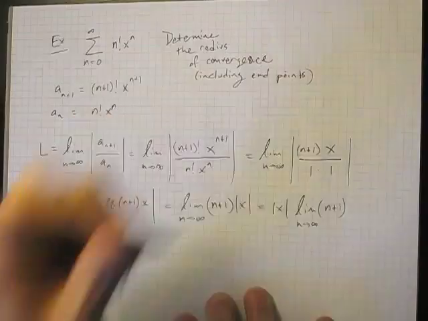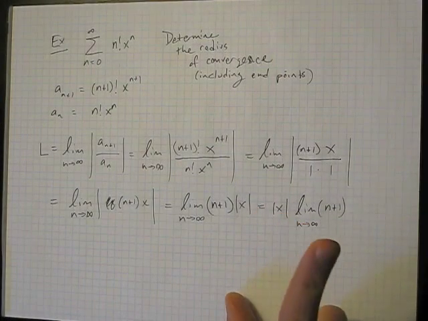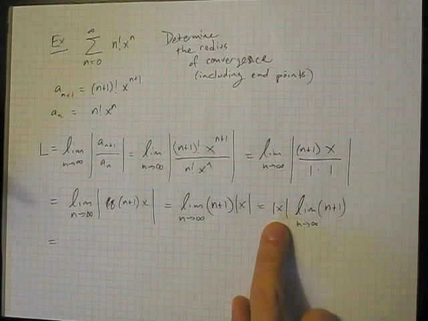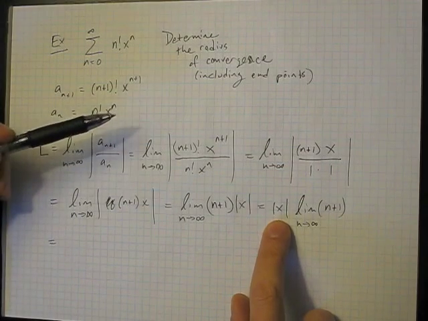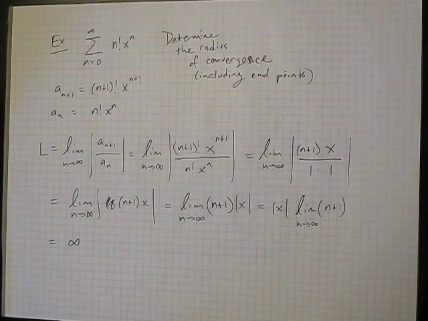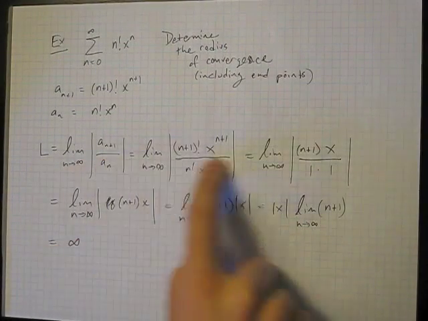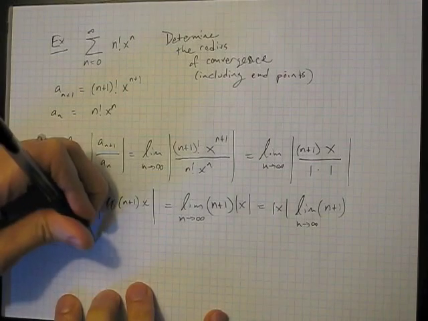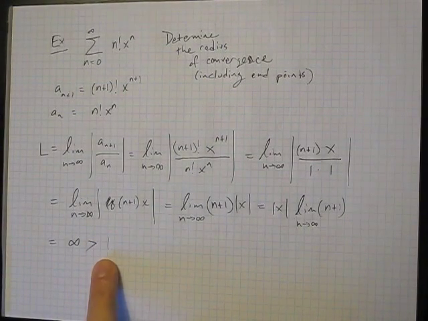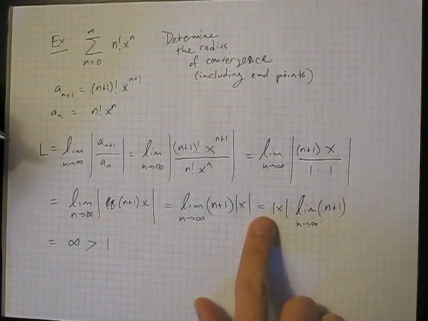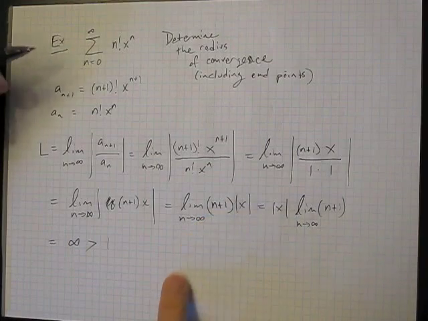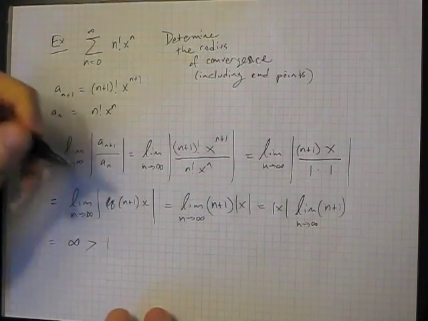And we're just looking at the absolute value of x times that limit. Now if you think about this, no matter what value of x you plug in here, this is going to go to infinity. So L is equal to infinity, which is most definitely bigger than 1. And so there is no value of x that you can plug in here that makes this converge.